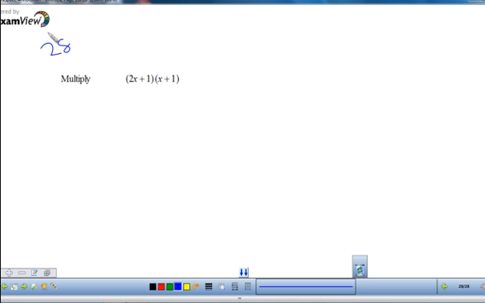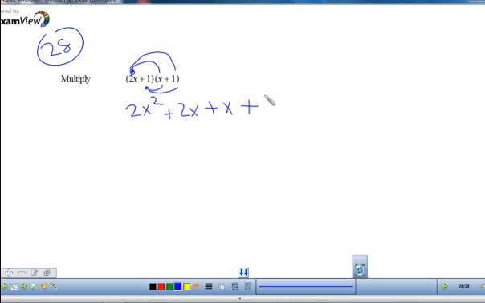Okay, 28, let's multiply. So once again, I'm going to start with the 2x, multiply it to the x. So 2x squared. 2x times 1 would be 2x. X times 1 would give me 1x, and 1 times 1 is 1. Middle term would give me 3x. Bring down the 1, bring down the 2x squared.